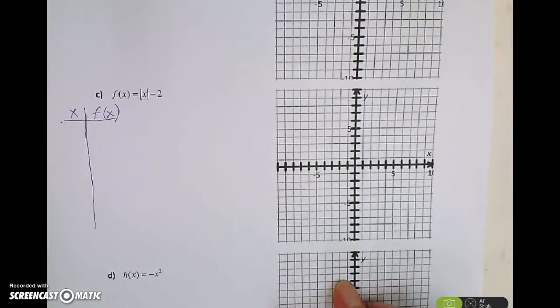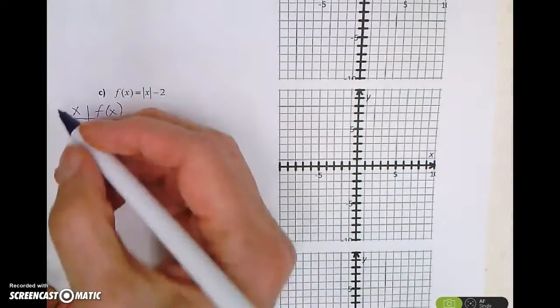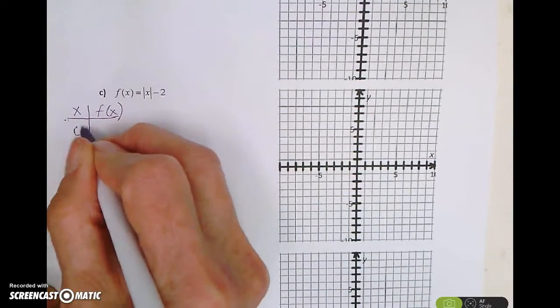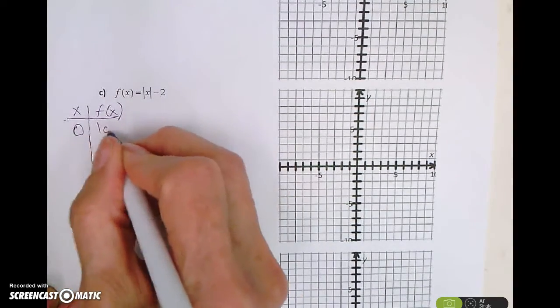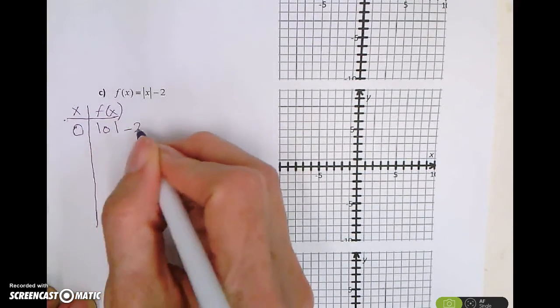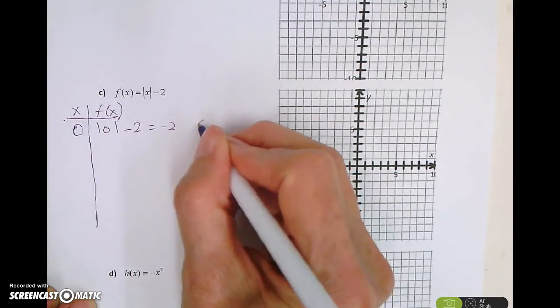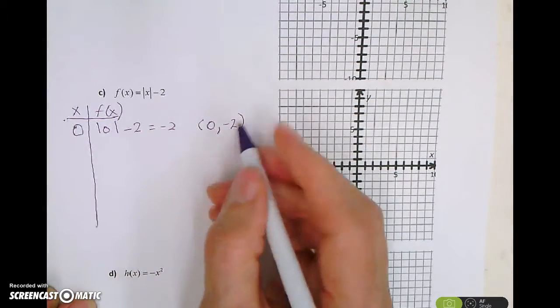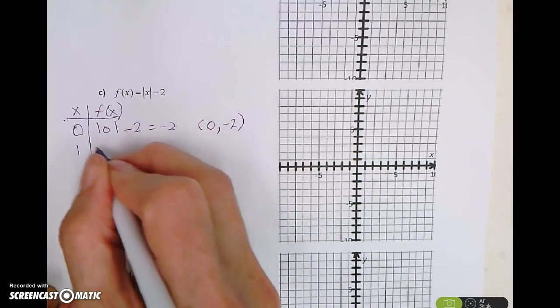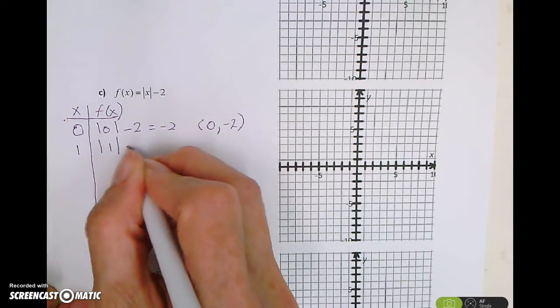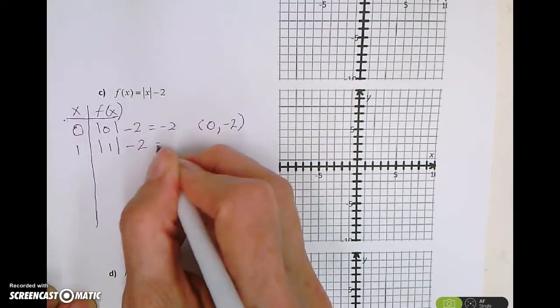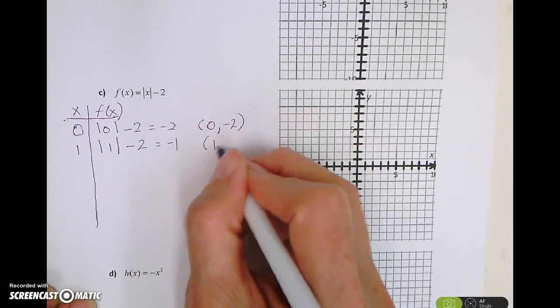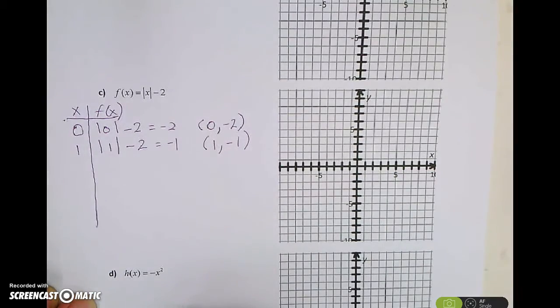All right, so let's go to example C here, because it looks a little bit different. So let's go ahead and talk through that one. I'm going to start off with 0 because that's just so easy. And then I get the absolute value of 0 minus 2. So that 0 minus 2 is negative 2, and our ordered pair is 0, negative 2, input, output. If we input a 1, we get the absolute value of 1 minus 2. So that's 1 minus 2, which is negative 1, so I get 1, negative 1.